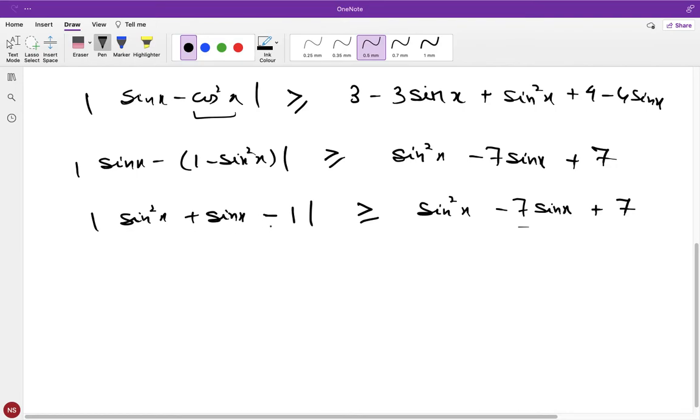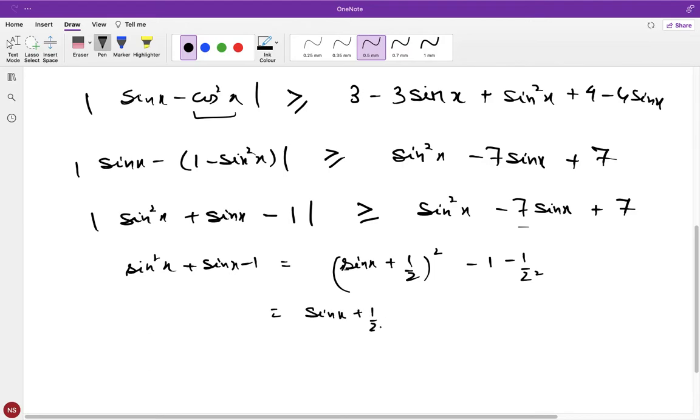First things first, can we reduce the mod sign from here? Let us look at sin square x plus sin x minus 1. I can write it as (sin x + 1/2) whole square minus 1 minus 1/2 square, right? So this is equal to (sin x + 1/2) whole square minus 5/4. So this is positive, but this is negative. So I cannot just remove this mod sign. It's not possible because this is not always a positive number, right?